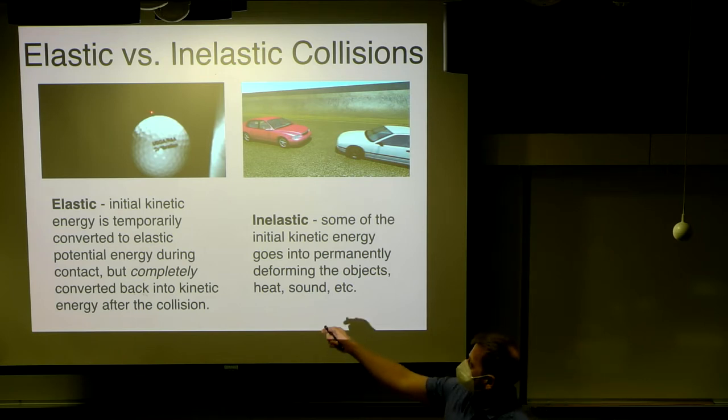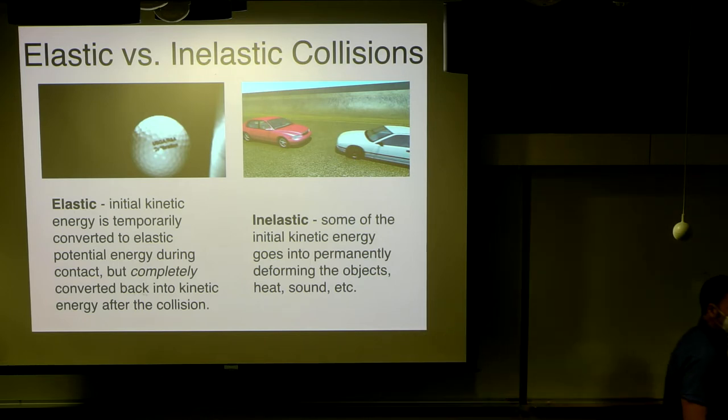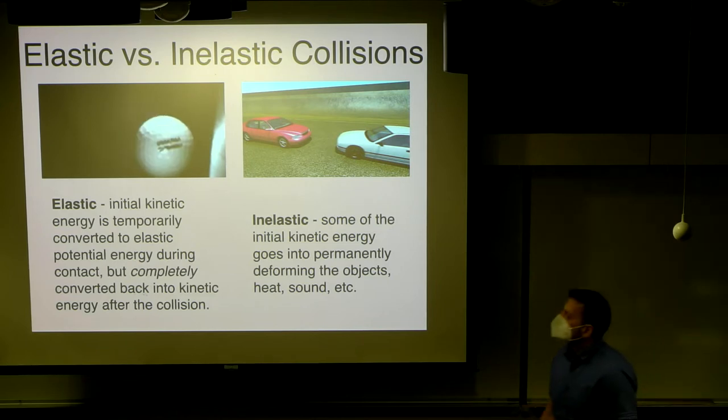So in an elastic collision, that means the amount of kinetic energy your objects had before colliding is exactly the same as they have after colliding. So they don't lose any kinetic energy in the process of the collision. And what I'm gonna do here is show you a slow motion video of a collision that's pretty close to elastic. That's the golf ball basically bouncing off of this wall.